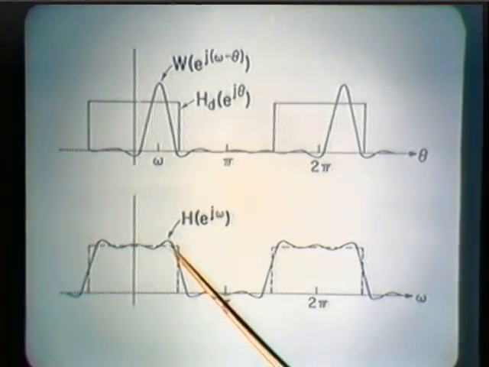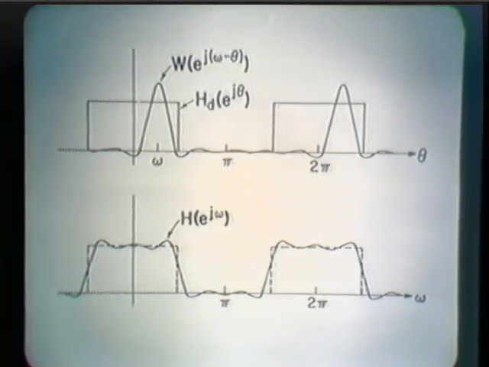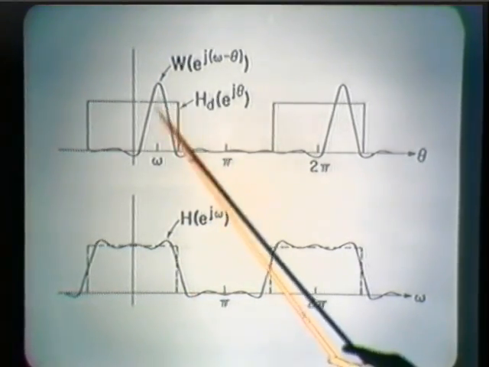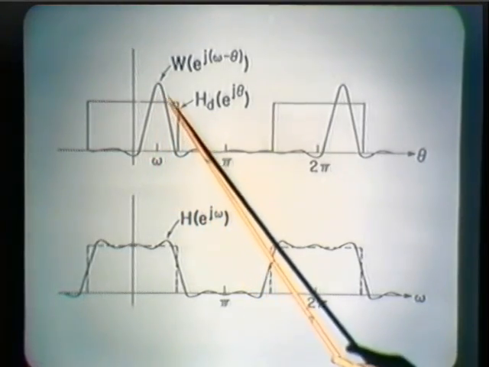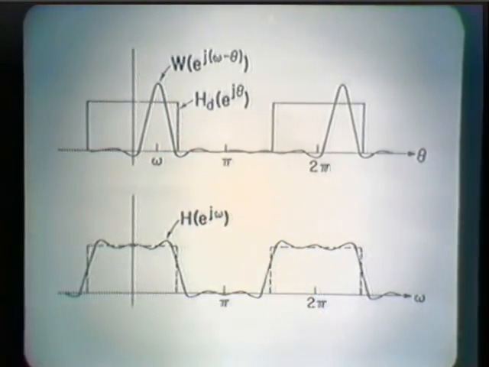Generally, then, it has some deviation in the pass band, it has some deviation in the stop band, and it has a transition region from pass band to stop band. And that's introduced because of the convolution of this window frequency response with the desired or ideal frequency response.